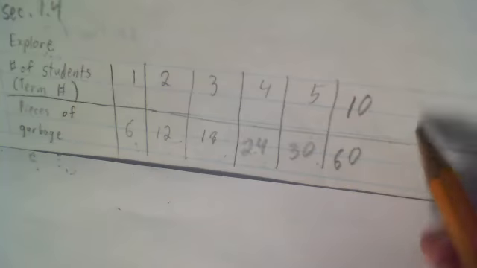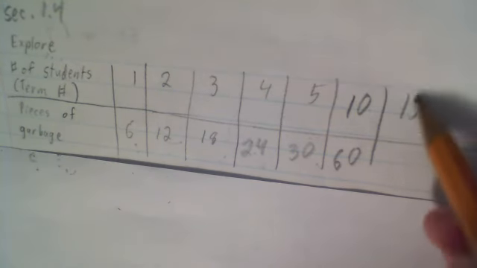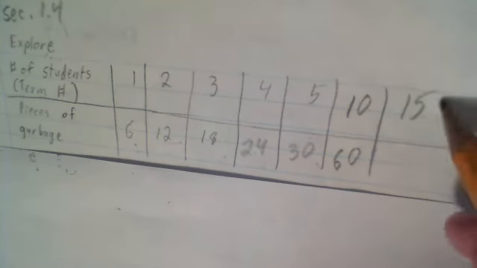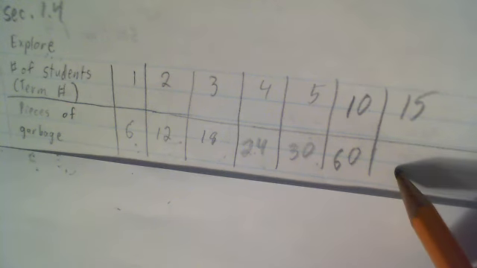If we want to know how many pieces would be picked up with 10 students, we just do 10 here, and we know 10 times 6 is 60. So we write it in. And then the next one would be 15. So we do 15 times 6 and then write the answer here.